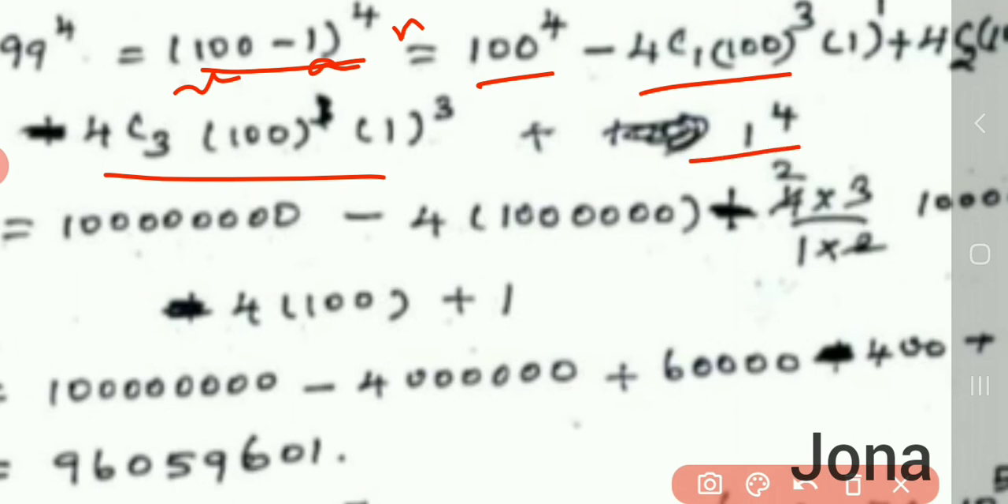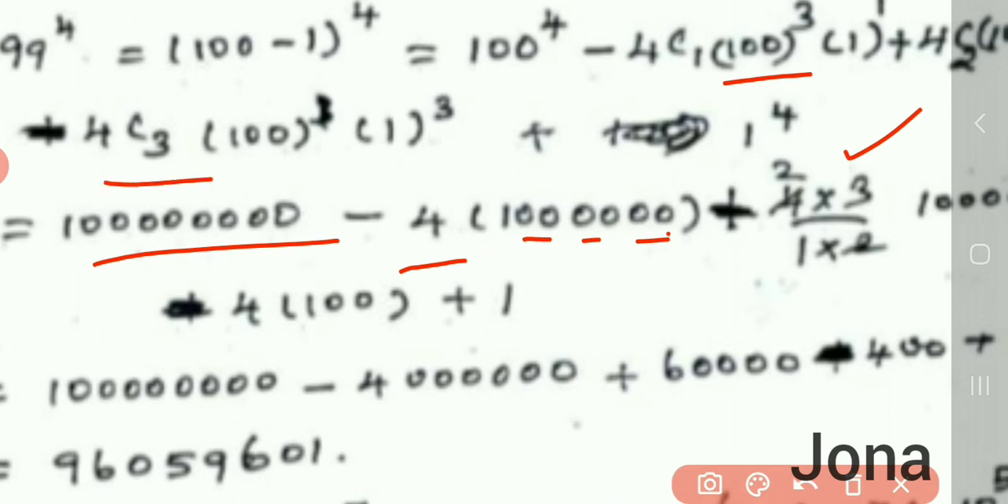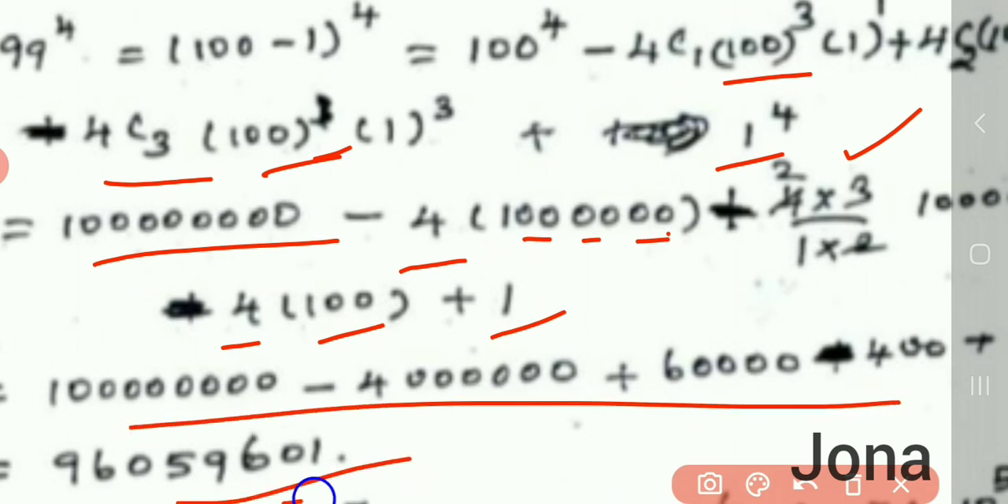Then I want to simplify this. 100⁴ is 4 pairs of zeros, minus 4C1 is 4, and this 100³ is 3 pairs of zeros, plus 4C2 is 4 into 3 divided by 2 into 100² is 2 pairs of zeros, and then 4C3 is nothing but 4, and 100¹ is 100, plus 1⁴ is 1. So if I simplify everything, we will get like this. The answer is this one.